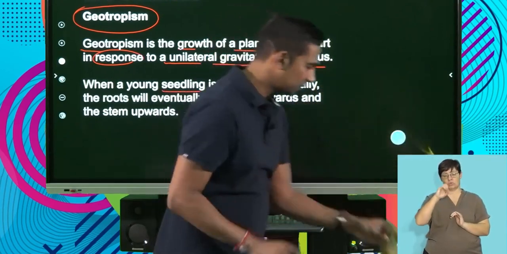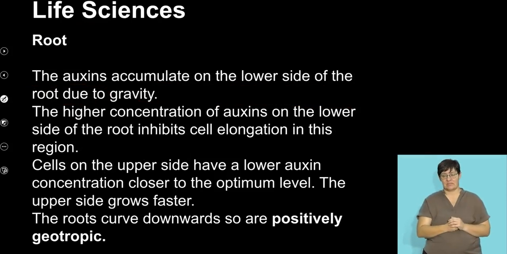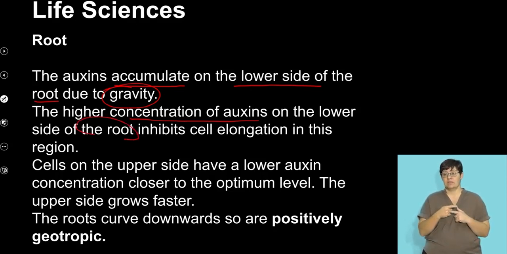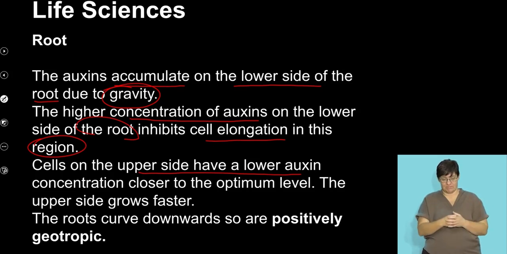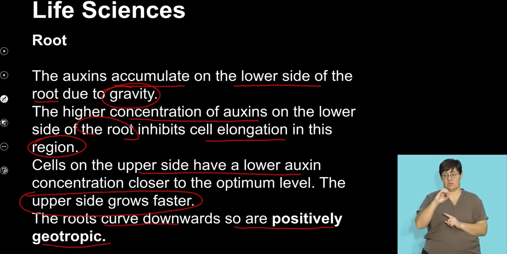Okay, so let's hold on to that thought and let's look at this in an experiment. The auxins accumulate towards the lower side of the root due to gravity. The higher concentrations of auxins on the lower side will cause the elongation in this region. We find that the cells on the upper side of the root then begin to divide, and you'll find that growth occurs faster in the vertical direction. The roots also curve downwards, so they are positively geotropic.